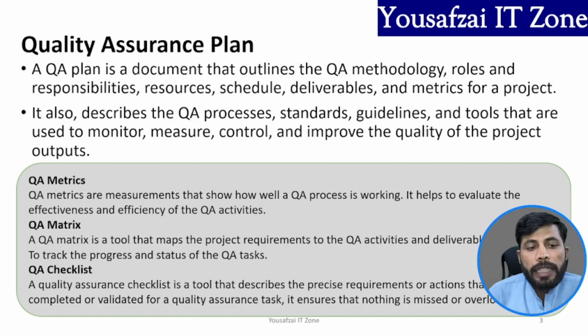There are some related concepts to the quality assurance plan. The first one is QA metrics. It is a mechanism that is used to evaluate the QA process that we are using in our project. The QA matrix is a tool that is used to map your requirements with testing activities. Regarding the quality assurance checklist, it helps us to make sure that we have completed all the requirements that we have received from the customer.